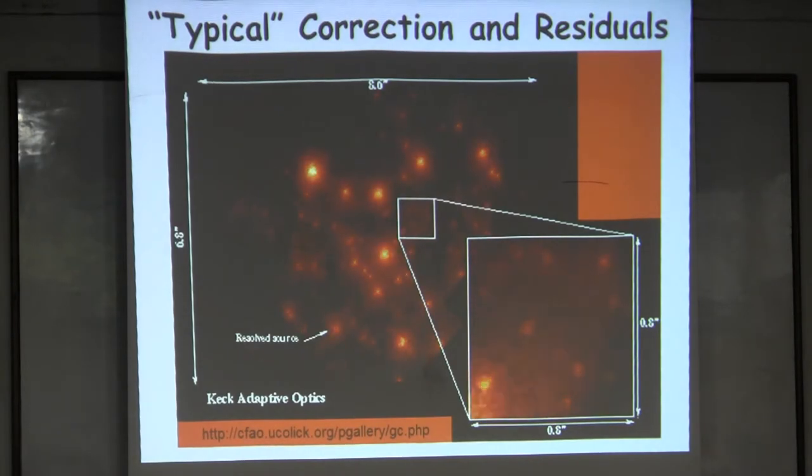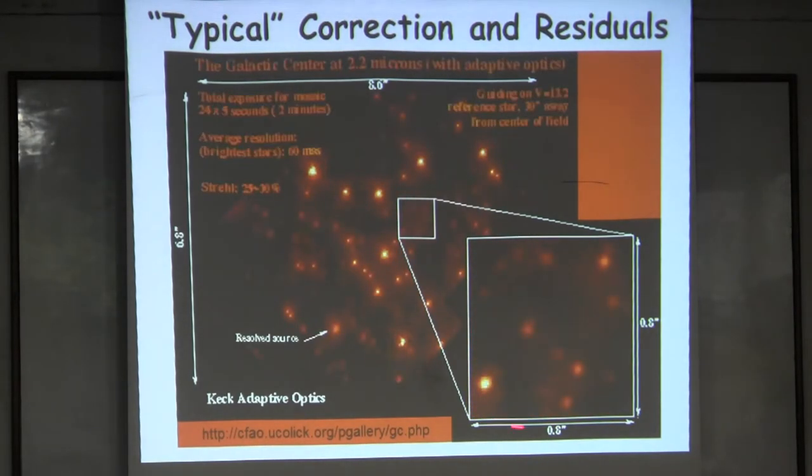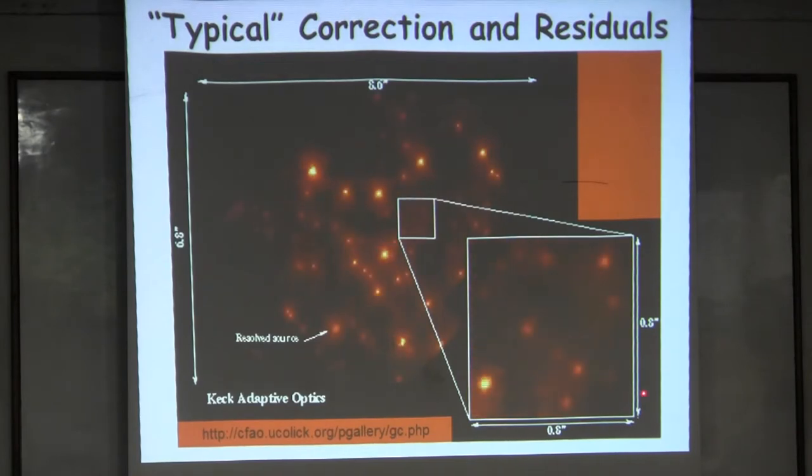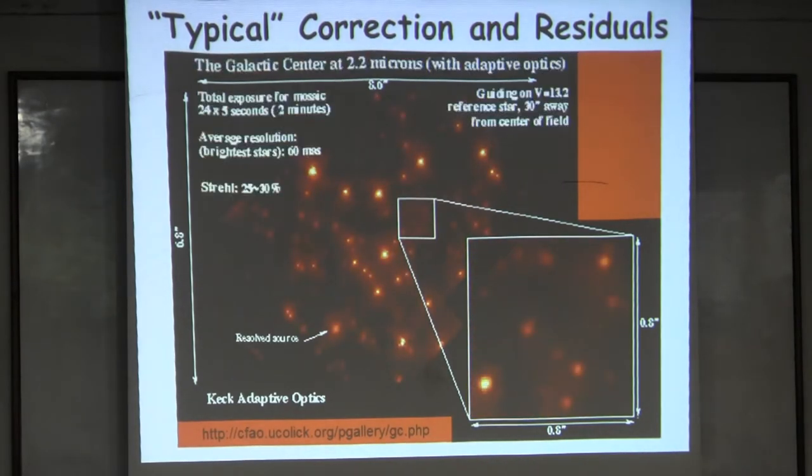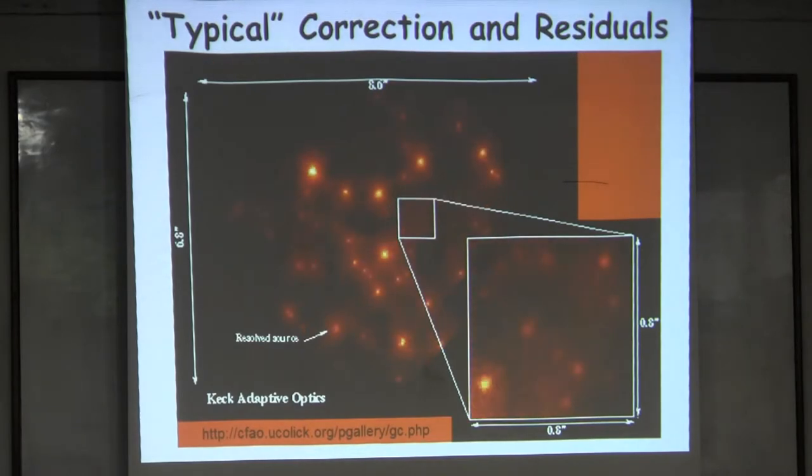What is the size of this inset? Is this less than 1 arcsecond across? I think this is 0.8 arcseconds, yes. Well, then it's very near to the diffraction limit because the images are very small. It's near, but it's not so far either from the diffraction limit.